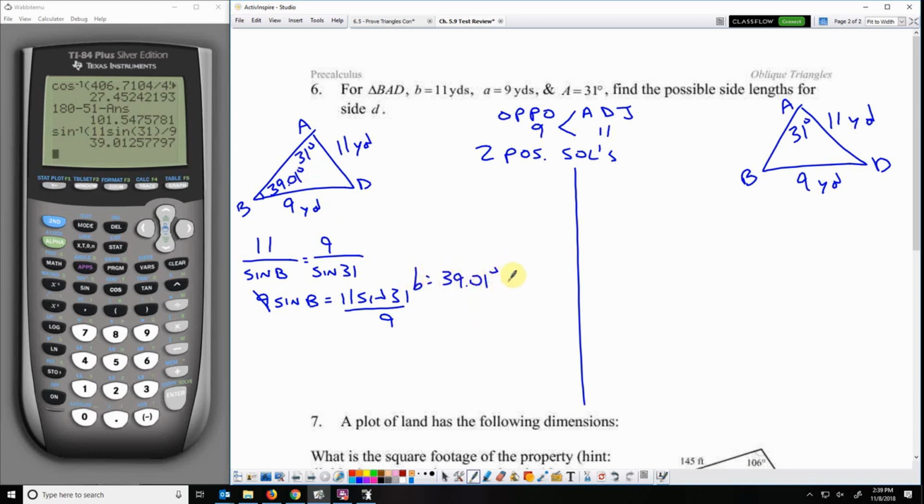Okay, now we're going to use that to find the other possible angle B. So that would be the supplement of this 39.01. So 180 minus, and I'm just going to bring in the last answer, 39.01, 140.99.